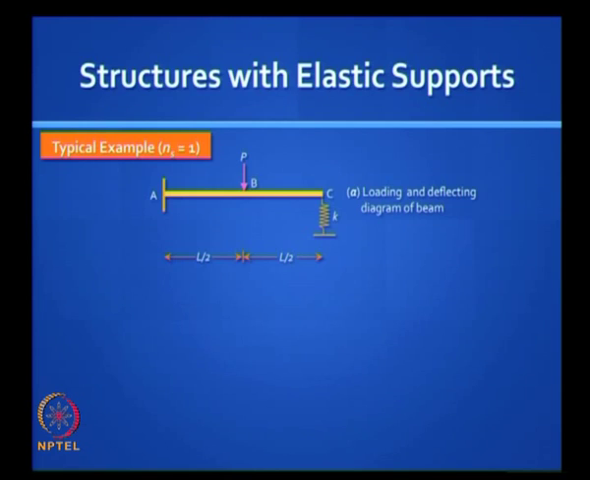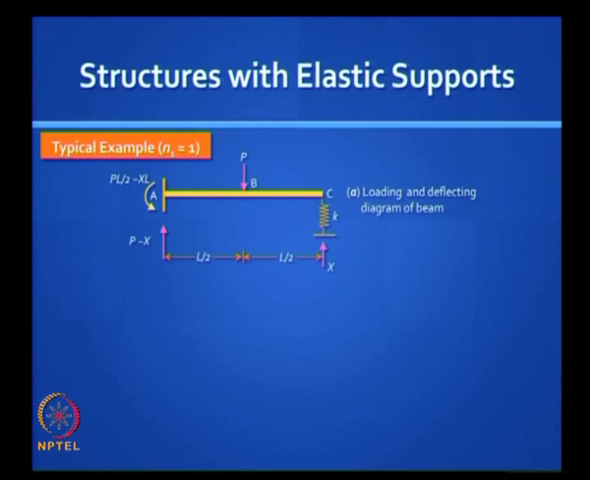Let us take a very simple problem, okay. You have a cantilever, it is not a propped cantilever because the prop is elastic. You have a spring there of known stiffness k. How will it deflect? Well, let us say the force in that spring is x, and so the other reaction will be P minus x, and the bending moment.